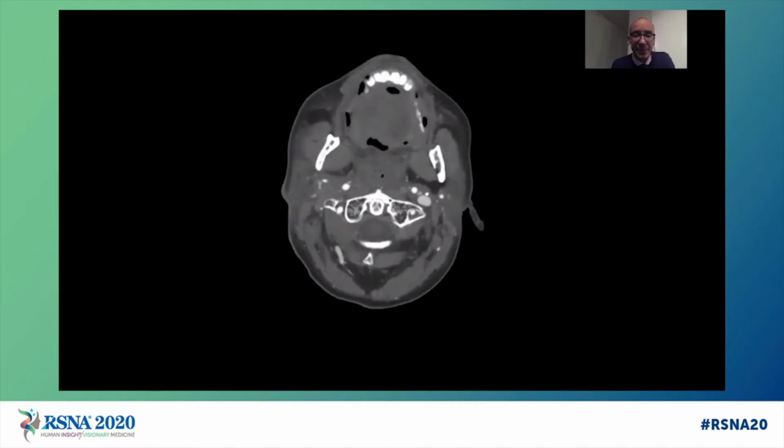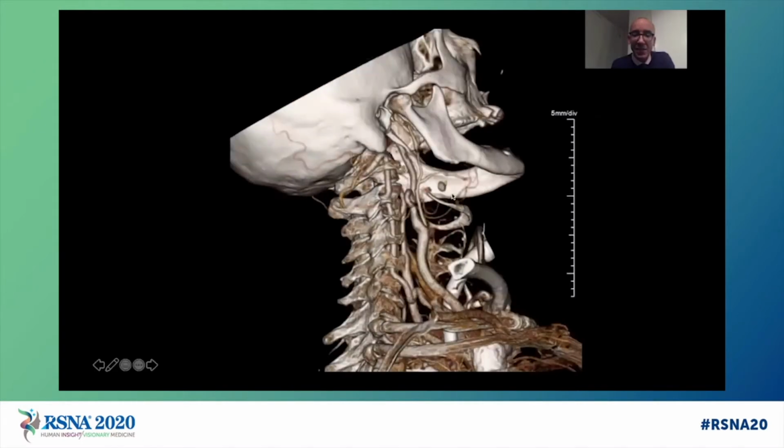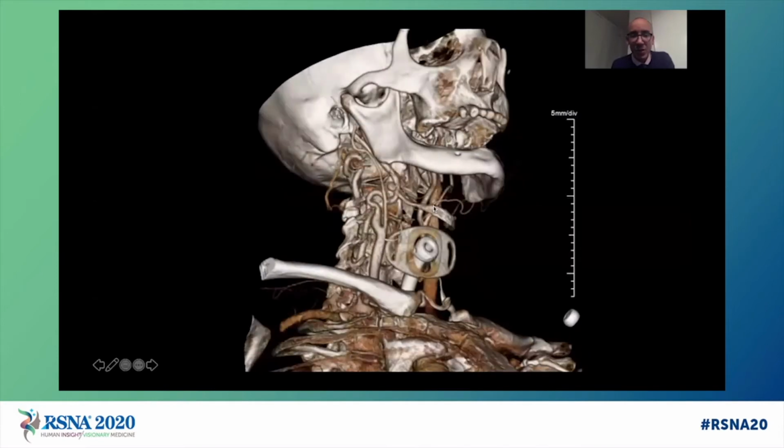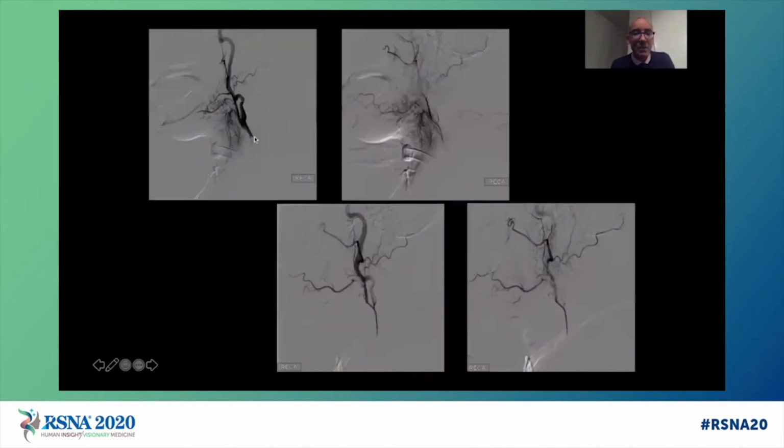And so now we'll look at volume rendered images from the same exam. There's the facial artery. Here's that contrast collection with the little adjacent tubular extension. So that's compatible with the pseudoaneurysm. The patient went to angiography. We did not see that contrast collection.